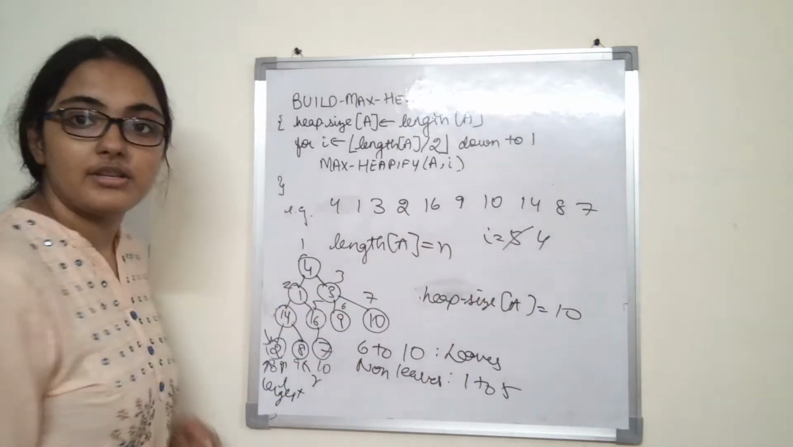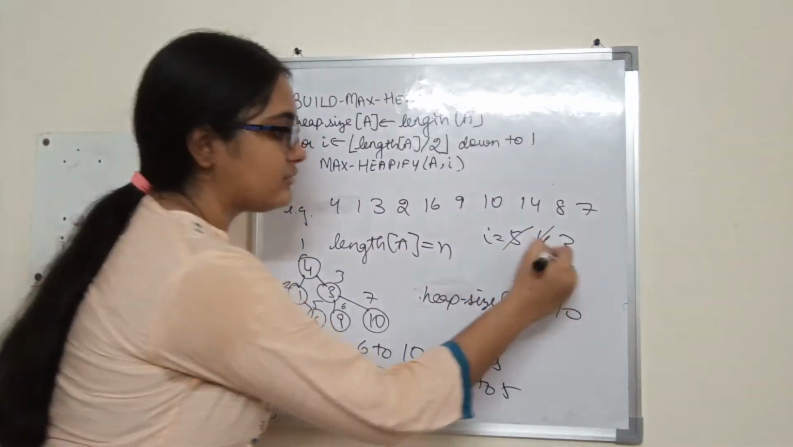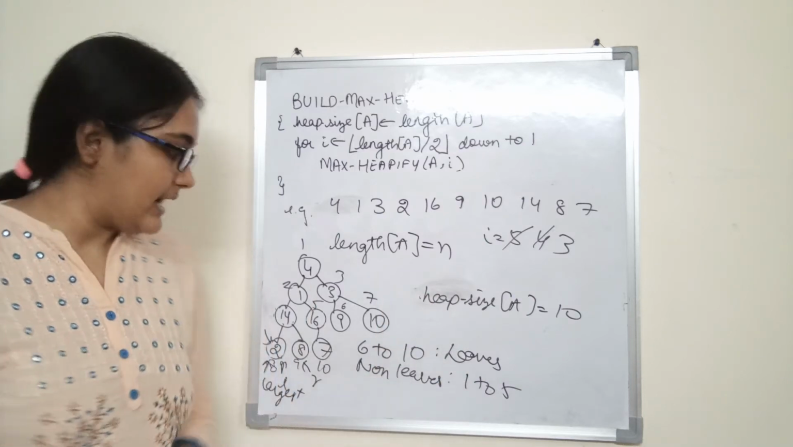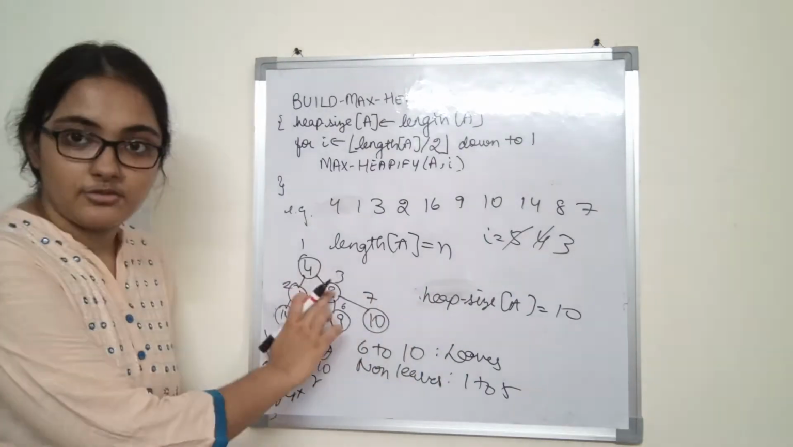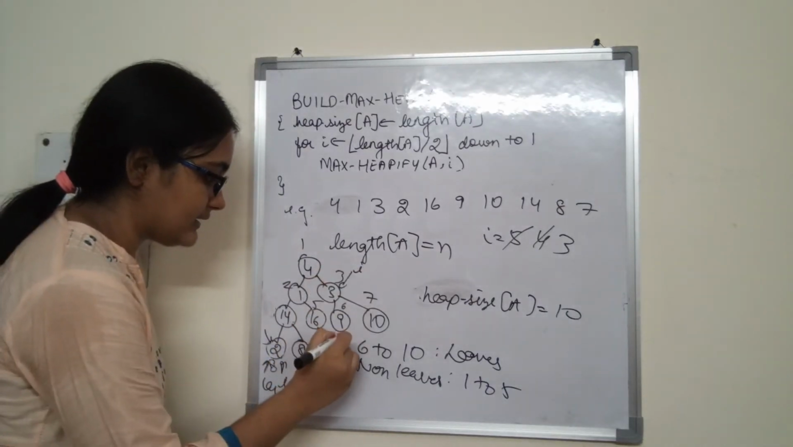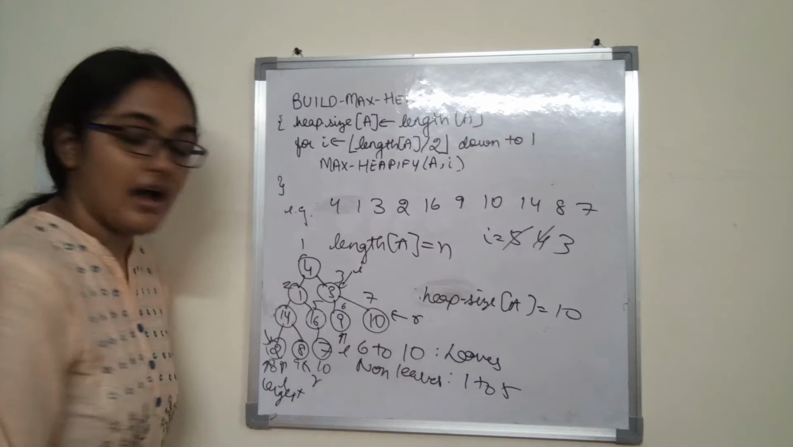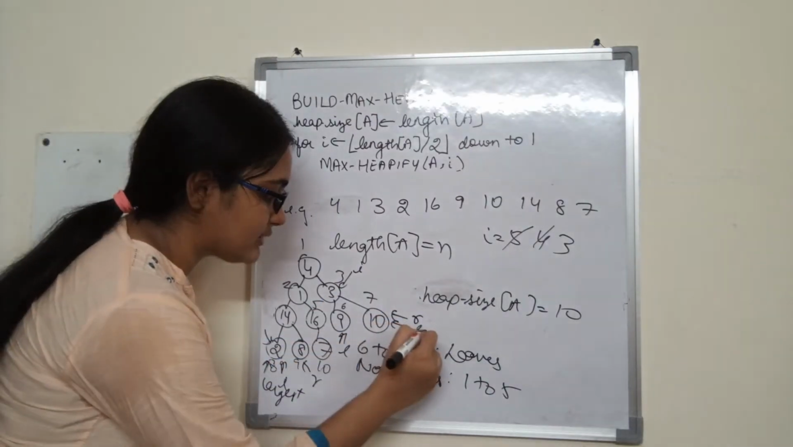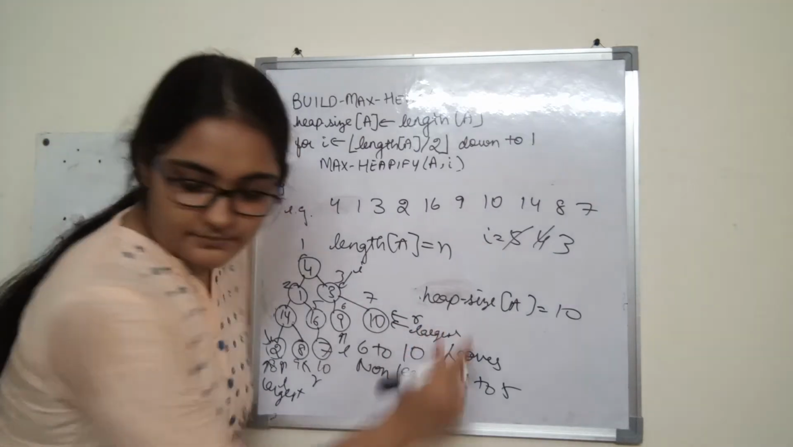Alright, so now this one is done. I is equal to 4 is over. Now I is equal to 3. We are calling max heapify A, 3, that is on this node, right? What will happen? This is I, this is L, this is R. Which one is the largest? This one. So largest will point here.